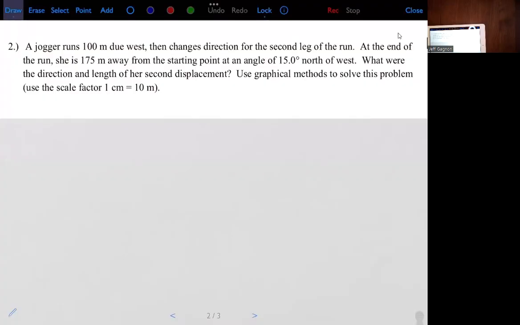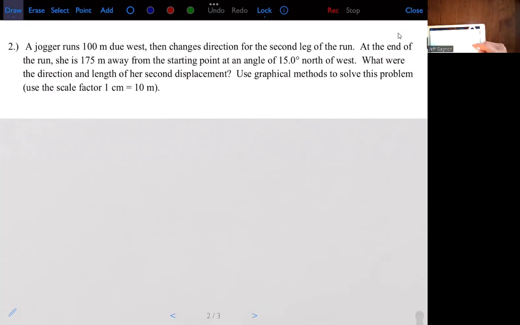Okay, so in this question, it says a jogger runs 100 meters due west, then changes direction for the second leg of the run. At the end of the run, she is 175 meters away from the starting point at an angle of 15.0 degrees north of west. What were the direction and length of her second displacement? So we're looking for that second displacement vector. Let me sketch this out first, and then we'll do it carefully on the graph paper. And for this problem, we want to use the scale factor that 1 centimeter is 10 meters.